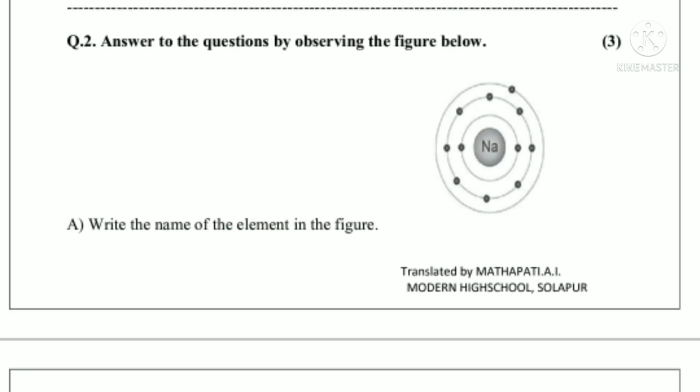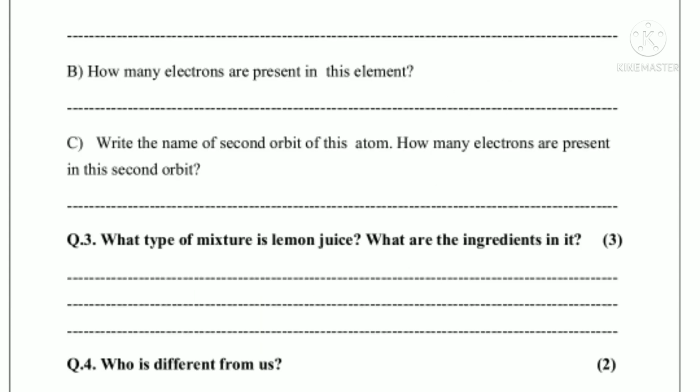Question second, answer to the question by observing the figure below. We have the figure. Then in question second we have question A, write the name of the element in the figure. We can see that this element is sodium. We know that Na is the sodium, so we can write that the name of the element in the figure is sodium. In bracket we can write Na.